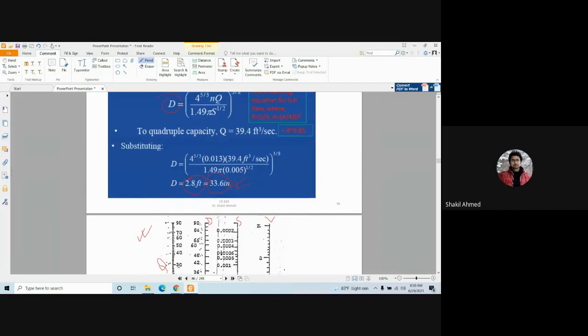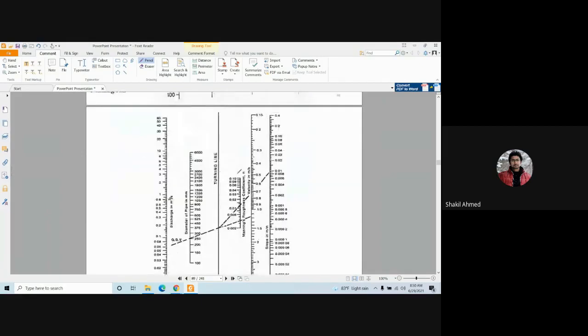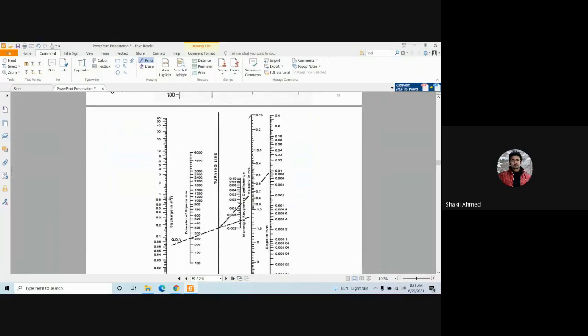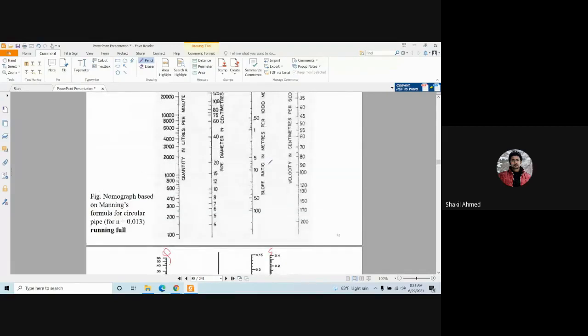There is another figure here. It also accounts for the n, the coefficient of friction, n. Then this is the pipe diameter, this is the discharge Q, and this is the slope. Okay, so let's see.